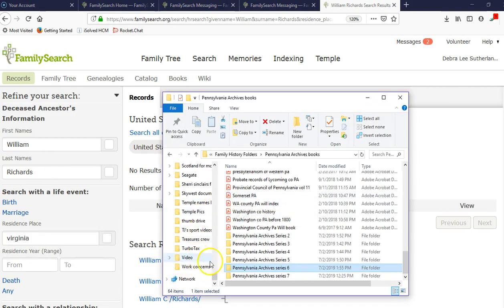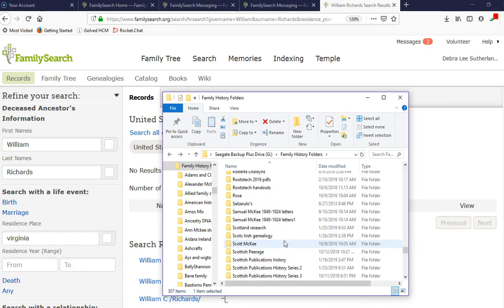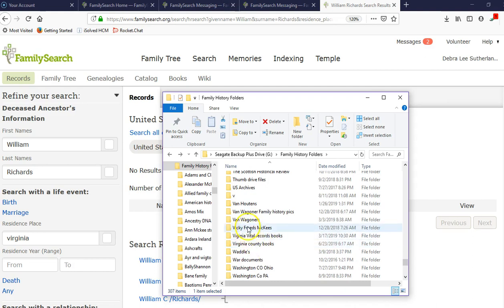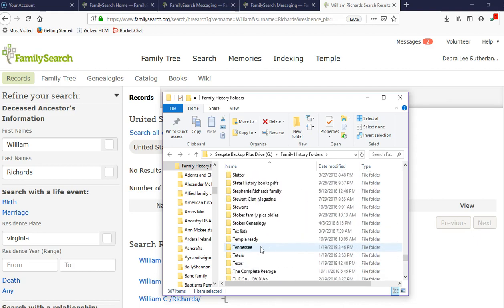So, I did do some mapping of this family, just to give you an idea of some of the things that I do. I have all my family history folders on an external hard drive because I don't want to clog up my regular computer with a bunch of stuff. So let's see if I put this. I bet it's probably under Richards.